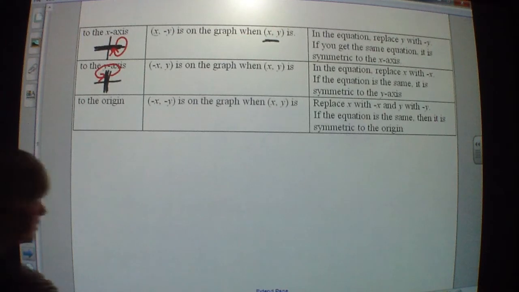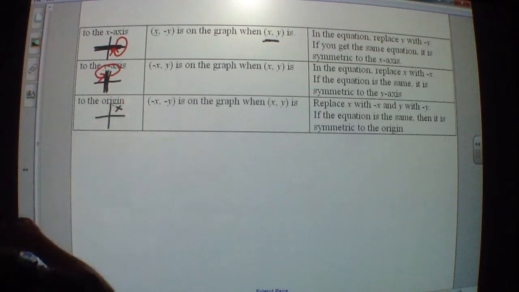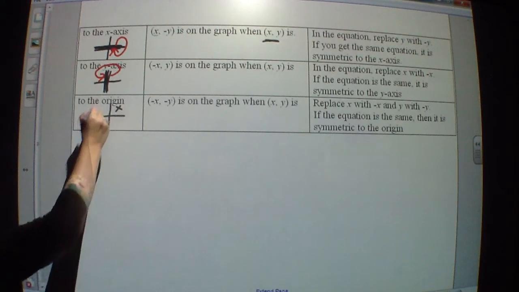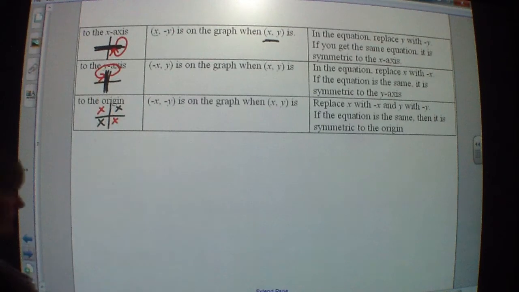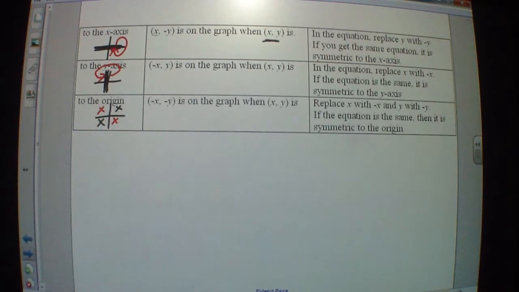And if it's symmetric to the origin, whatever's in the first quadrant will map to the third quadrant. Whatever's in the second will map to the fourth. So for every xy, there's a negative x, negative y.